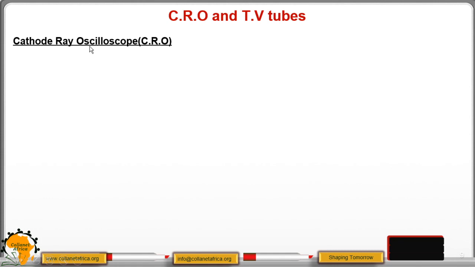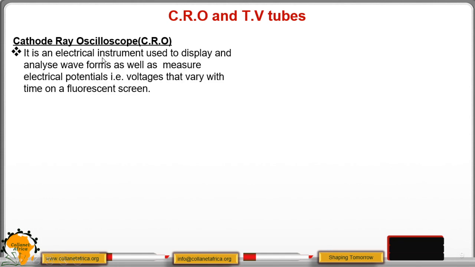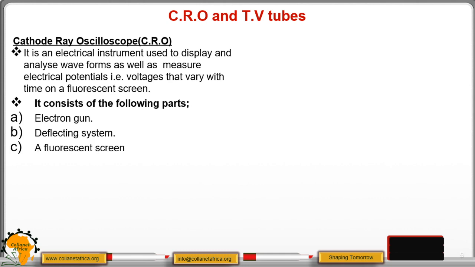CRO is the cathode ray oscilloscope, an electrical instrument used to display and analyze waveforms. As it displays them, you can use the waveforms to measure electrical potential, that is, voltages that vary with time on the fluorescent screen. It has the following parts: an electron gun, a deflecting system, a fluorescent screen, and an evacuated strong glass envelope.